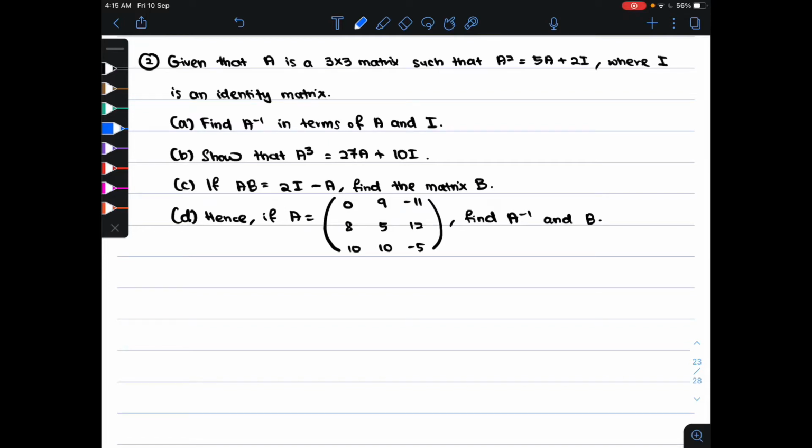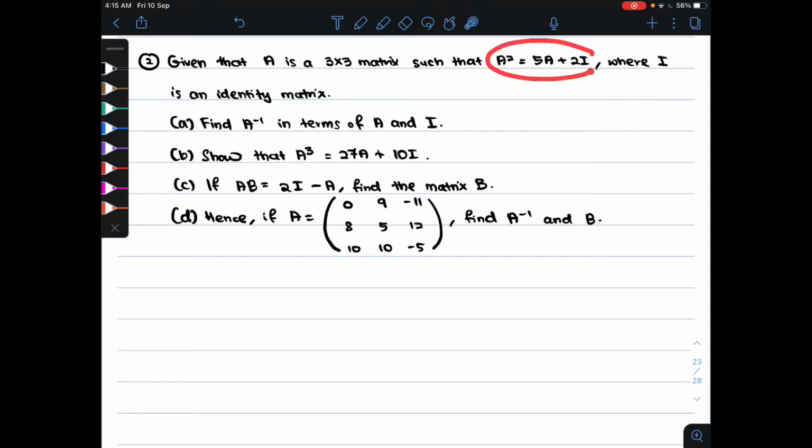For question 2, given that A is a 3 by 3 matrix such that A square is equal to 5A plus 2I, where I is an identity matrix. For part A, find A inverse in terms of A and I. Maksudnya, kamu kena tulis A inverse. Kat sebelah sini dia ada A dan juga I.